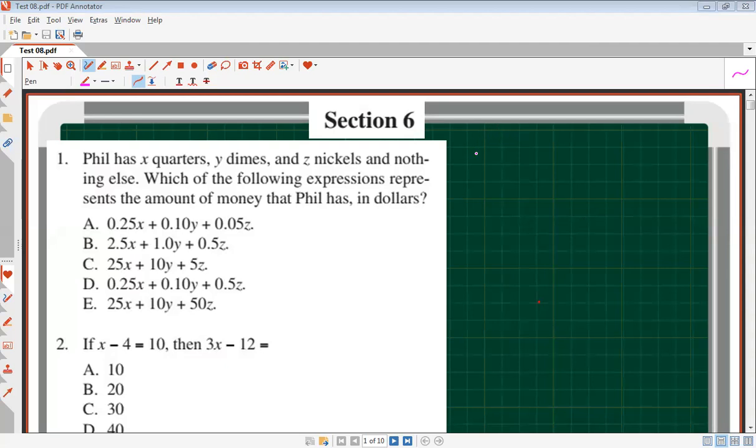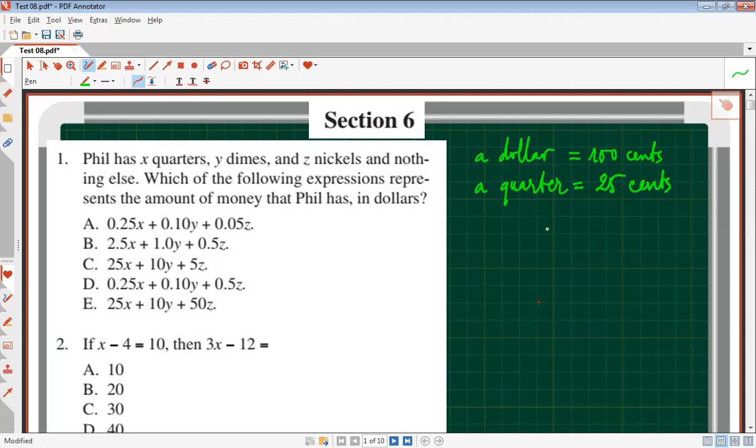In the US, a dollar equals 100 cents, a quarter equals 25 cents, a dime equals 10 cents, and a nickel equals 5 cents.